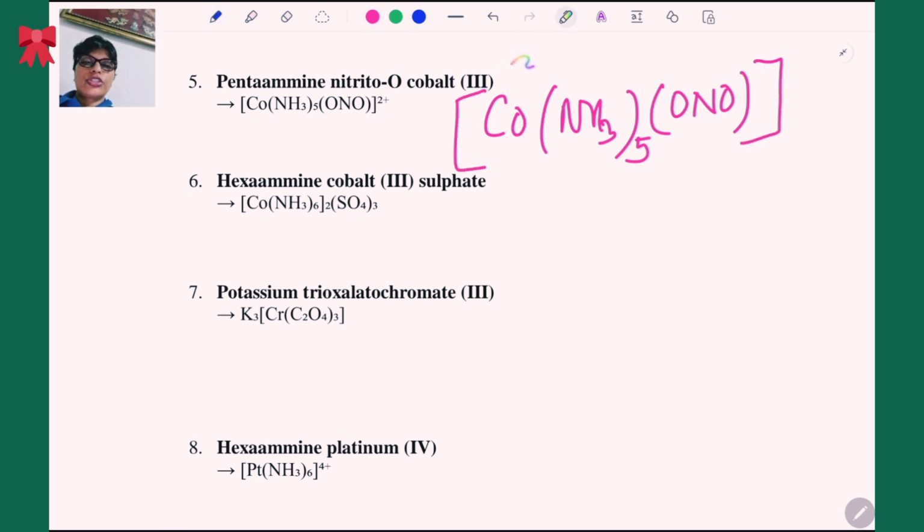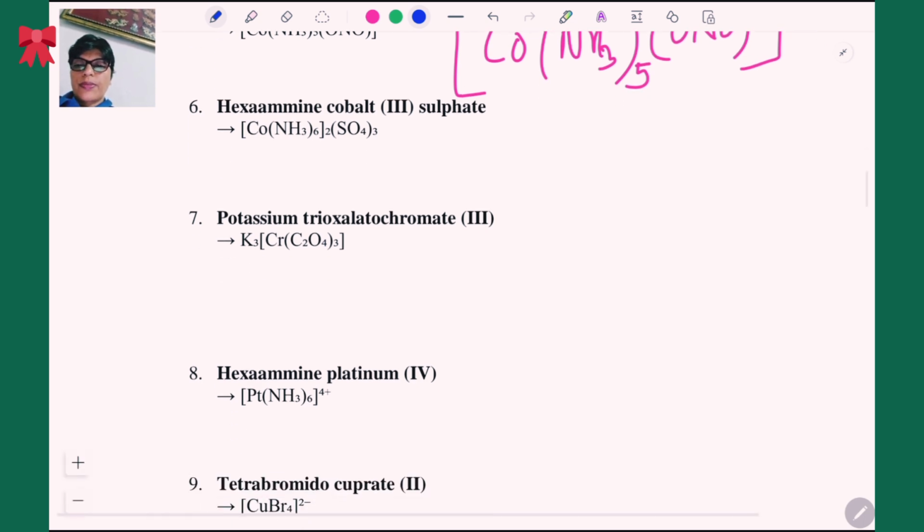So cobalt's oxidation state is given as 3. So write +3. Ammonia is 0, right, because it's a neutral ligand. Then NO2 is -1. So 3 and -1 is +2. So this is +2. Got it? Let's go to the next one.